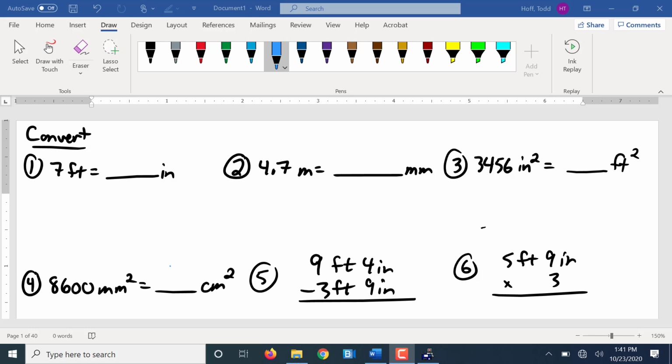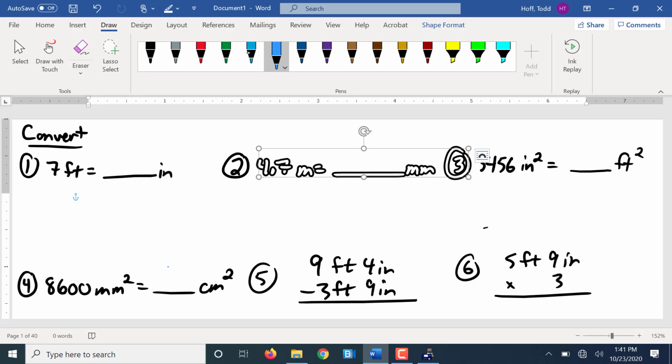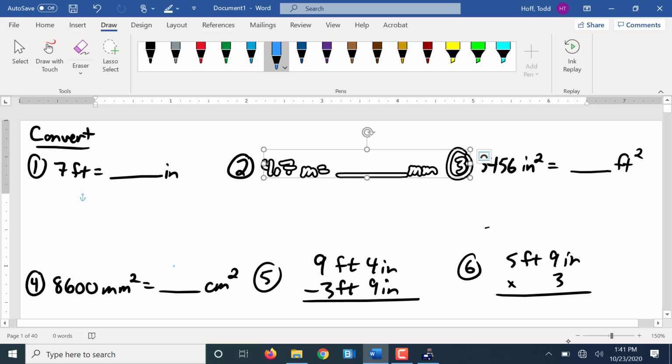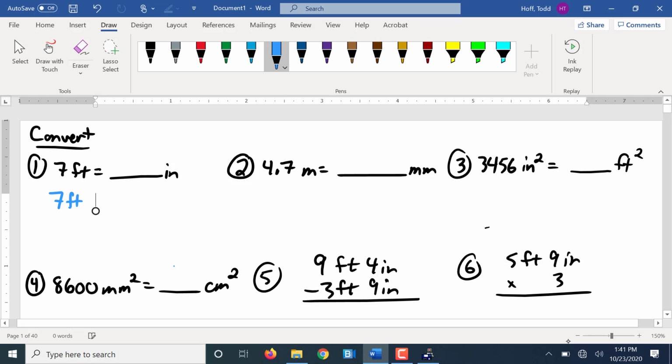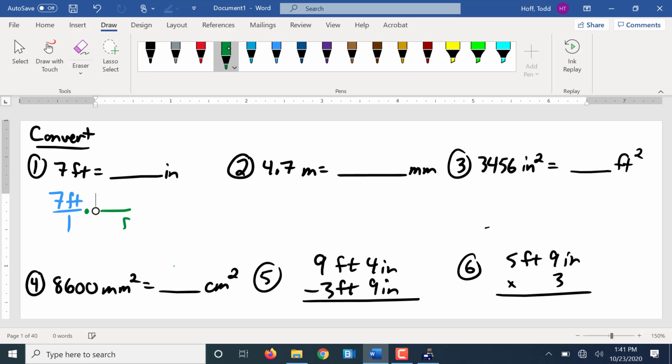So for the first one, we all know how to convert feet into inches, but I'm going to go through the process anyway. We've got 7 feet. We're going to put it over 1. Get rid of feet. We're going to put them on bottom. 1 foot is 12 inches. So the feet cancel out. 7 times 12 inches is 84 inches. On bottom, 1 times 1 is 1, so that's just 84 inches.